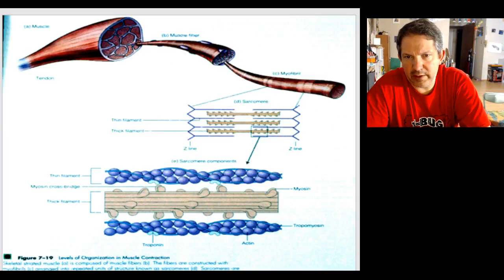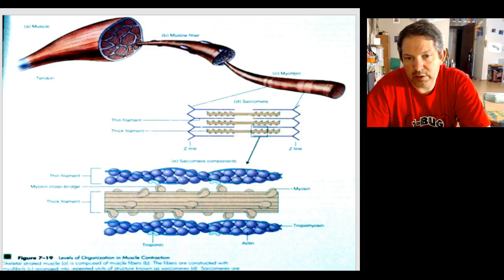It consists of an array of thick and thin filaments. And of course we have more words. The thick filament is called myosin, and it has these little globular heads on it. And the thin filaments are called actin. So we have actin and myosin filaments, and they are going to interact, but not all the time.